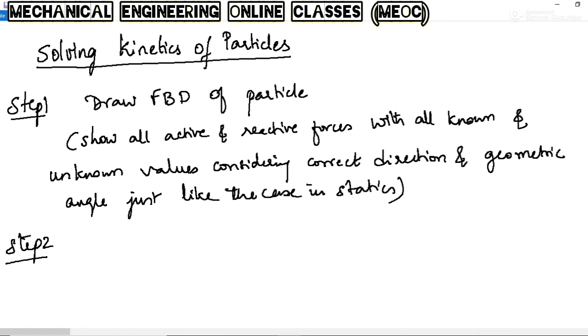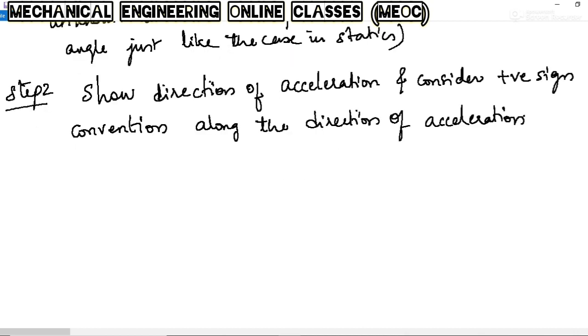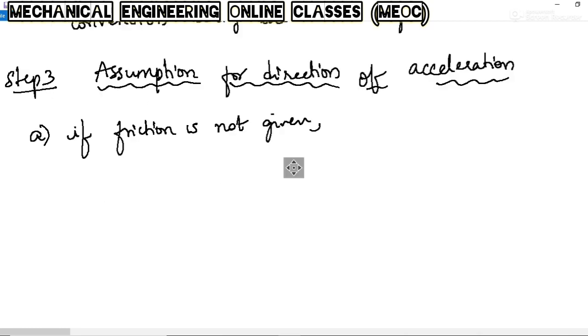The second important step is to show the direction of acceleration. The direction of acceleration will be considered the positive direction by convention. But there is no hard and fast rule that the moment we look at a problem, we understand the direction of acceleration. If we know the direction of acceleration, we show it. Otherwise, let us see step 3, the assumption for direction of acceleration.